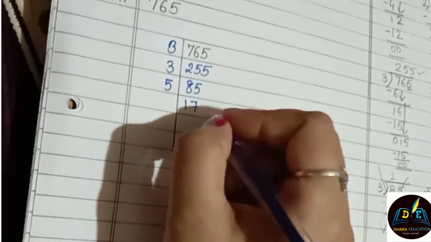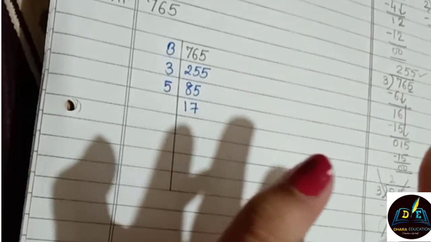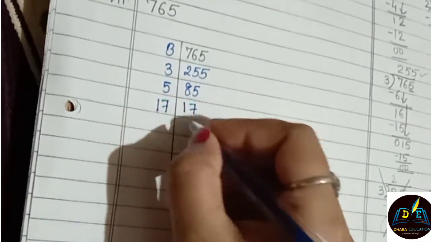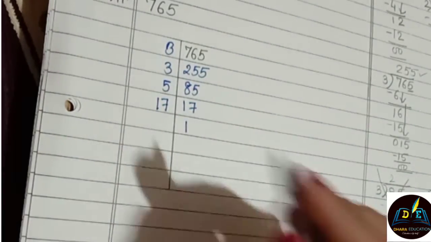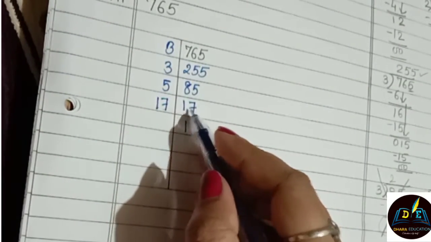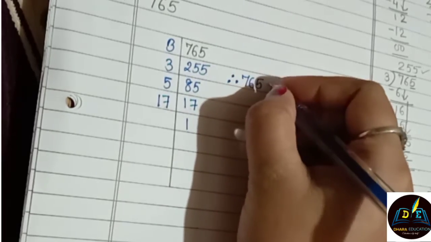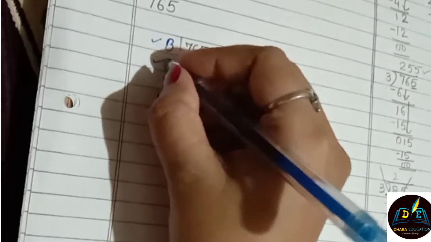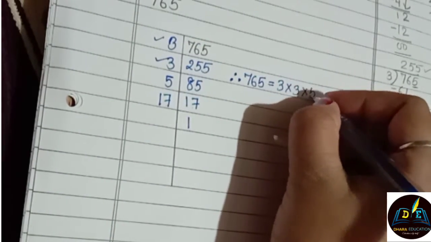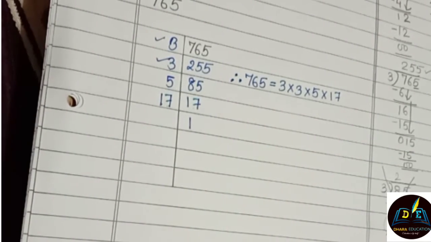Now 17 is an odd number wherein only the table of 17 will exist. So 17 multiplied by 1 is 17. 17 ones are 17. So this is the solution. 765 is equal to 3 then 3 then 5 multiplied by 17. Okay, so this is our answer.